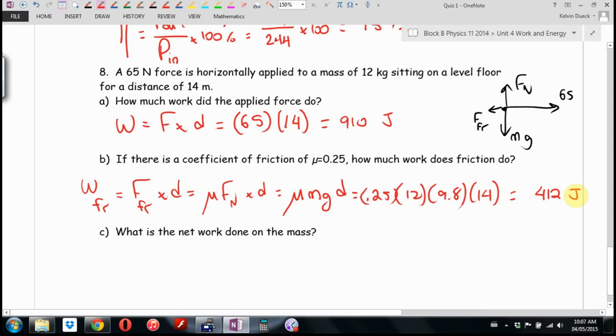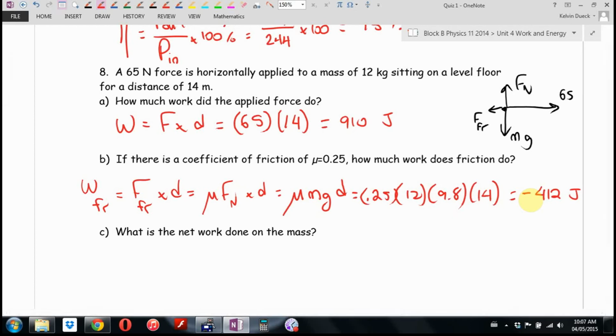Why would it be negative? Because the distance and the force are in opposite directions. Yeah, so I'll put the negative there. I didn't really specify a direction in this question. What we're really saying is you lose that much energy to friction.